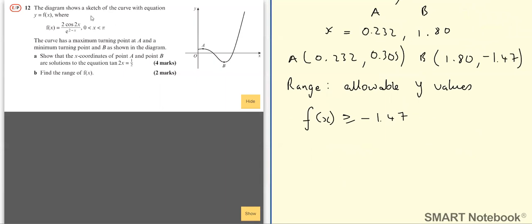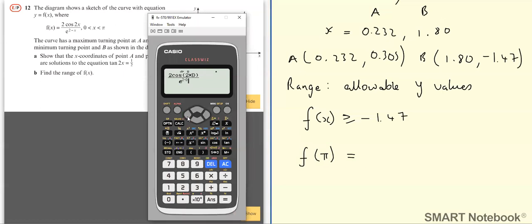Any ideas? Right. So x values go between 0 and pi. The lowest x value is 0, but the highest x value is pi. So now we need to substitute pi in to get the highest value. We need to work out f of pi to give us a maximum y value. So let's do that. 2 cos 2 minus pi, and this I will do 2 times pi. And we get f of pi as 6.26.